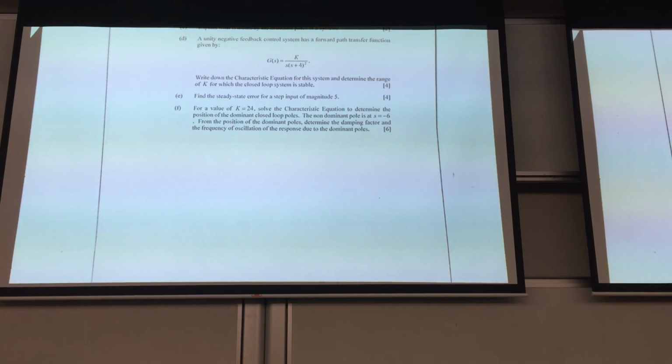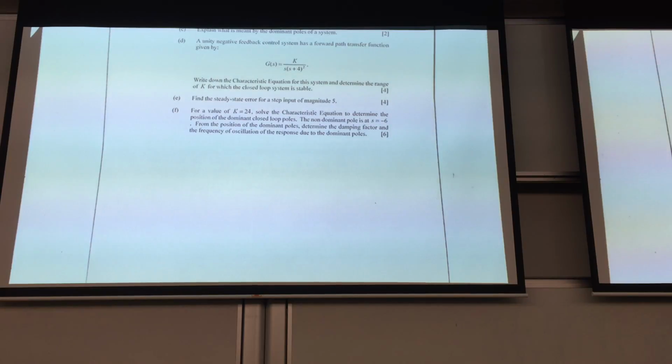Okay, let's take a look at part B. Here you have a unity negative feedback control system with a forward path transfer function given by k divided by (s plus 4) squared. So it's a third order forward path transfer function. You are asked to write down the characteristic equation for this system and determine the range of k for which the closed loop system is stable. So standard, right?